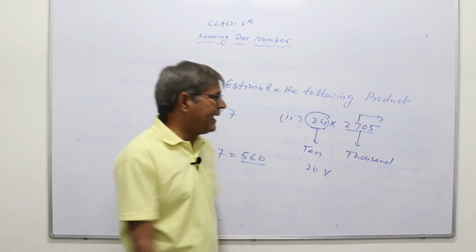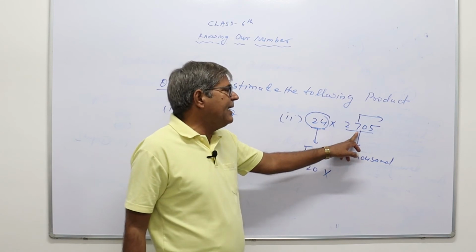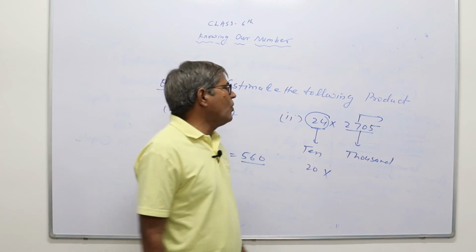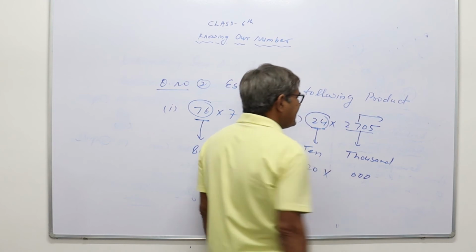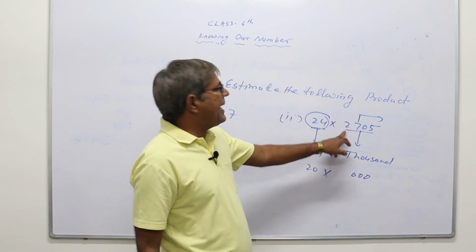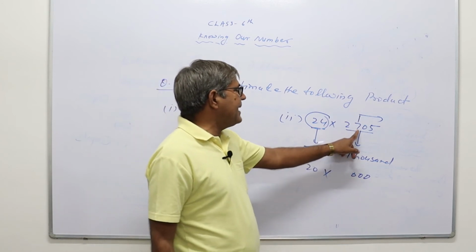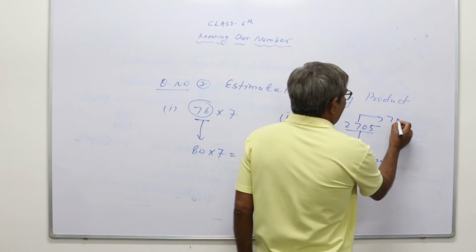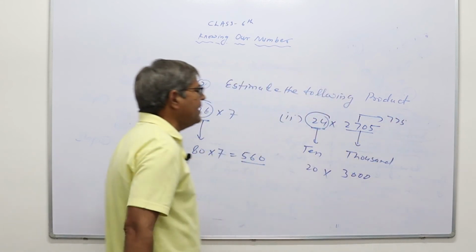But without writing, see, the digit at 100th place is 7, and 7 is greater than 5. So the first 3 digits will be replaced by 0, and the digit at 1000 will be increased by 1, because the digit at 100 place is 7, and 7 is greater than 5. So the estimated number will be 3000.